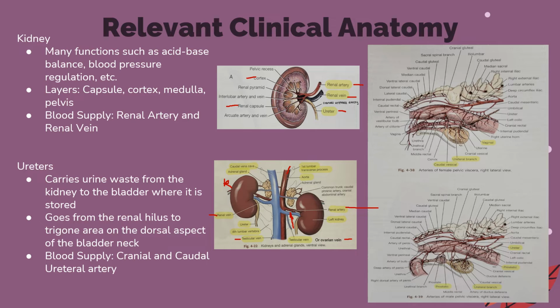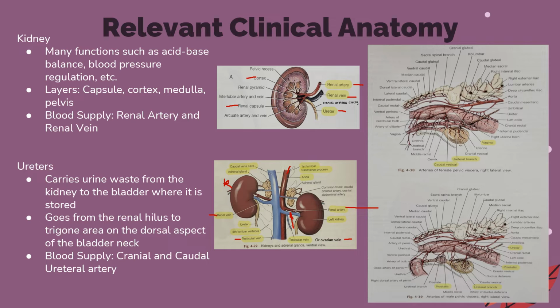As you can see, there's the ureter, etc. In terms of the ureter, it carries the waste that's produced from the kidney to the bladder, where it's stored. Again, it goes from the renal hilus and then inserts itself on the dorsal aspect of the bladder neck in an area called the trigone.